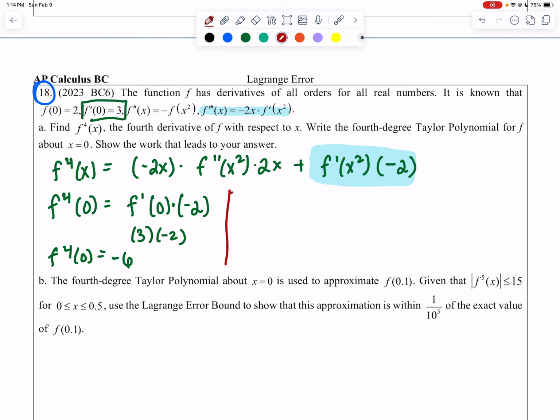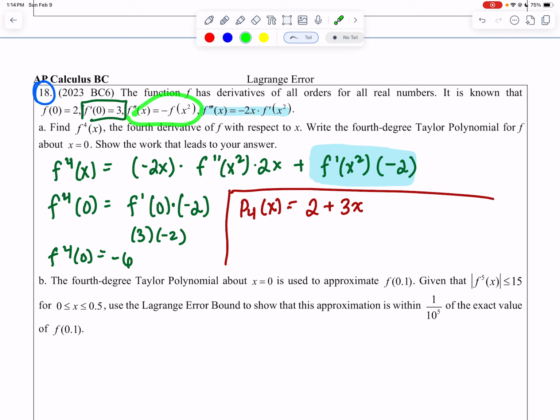Okay, so that should give us hopefully enough information to give me the fourth degree Taylor polynomial. We know that f of 0 is 2. We know that my first derivative at 0 is 3. Now my second derivative is this lovely thing right here, and it tells us that it's just going to be negative f of x squared. If I plug in 0, this is just negative f of 0. Negative f of 0 is just going to be -2. So I have -2 x squared over 2 factorial.